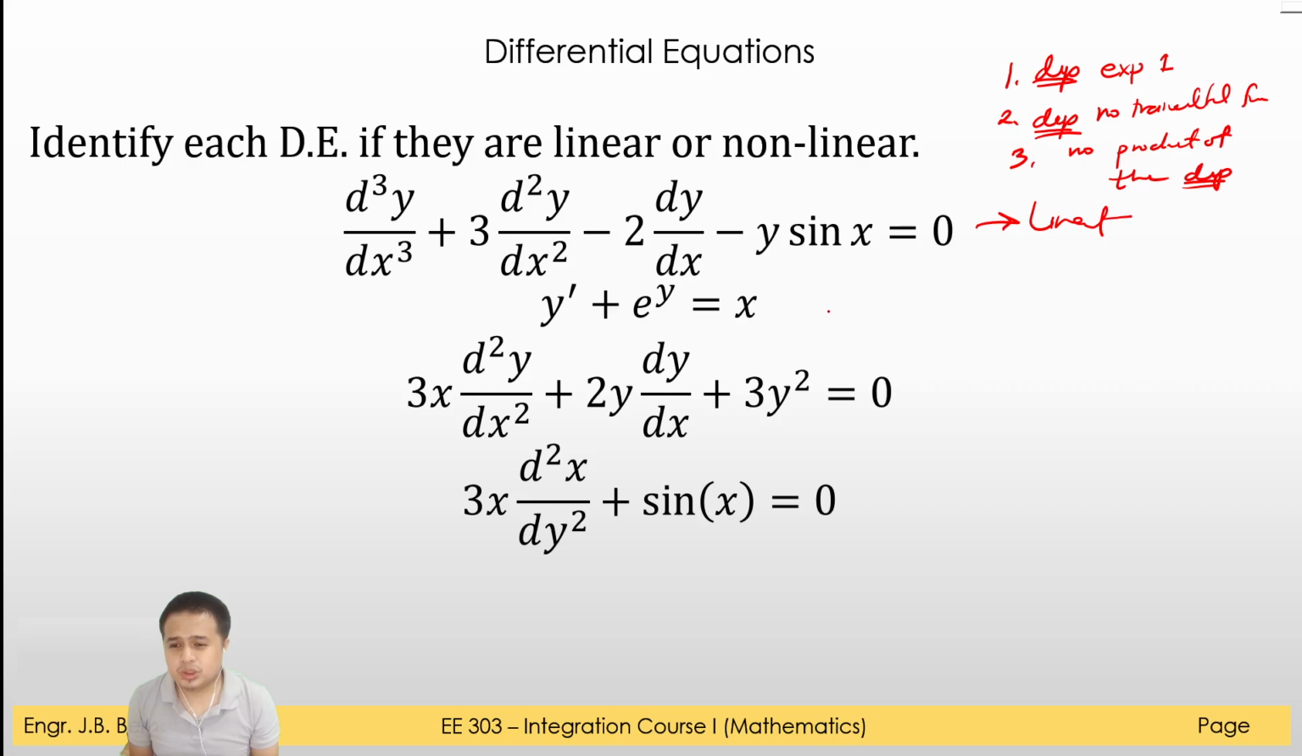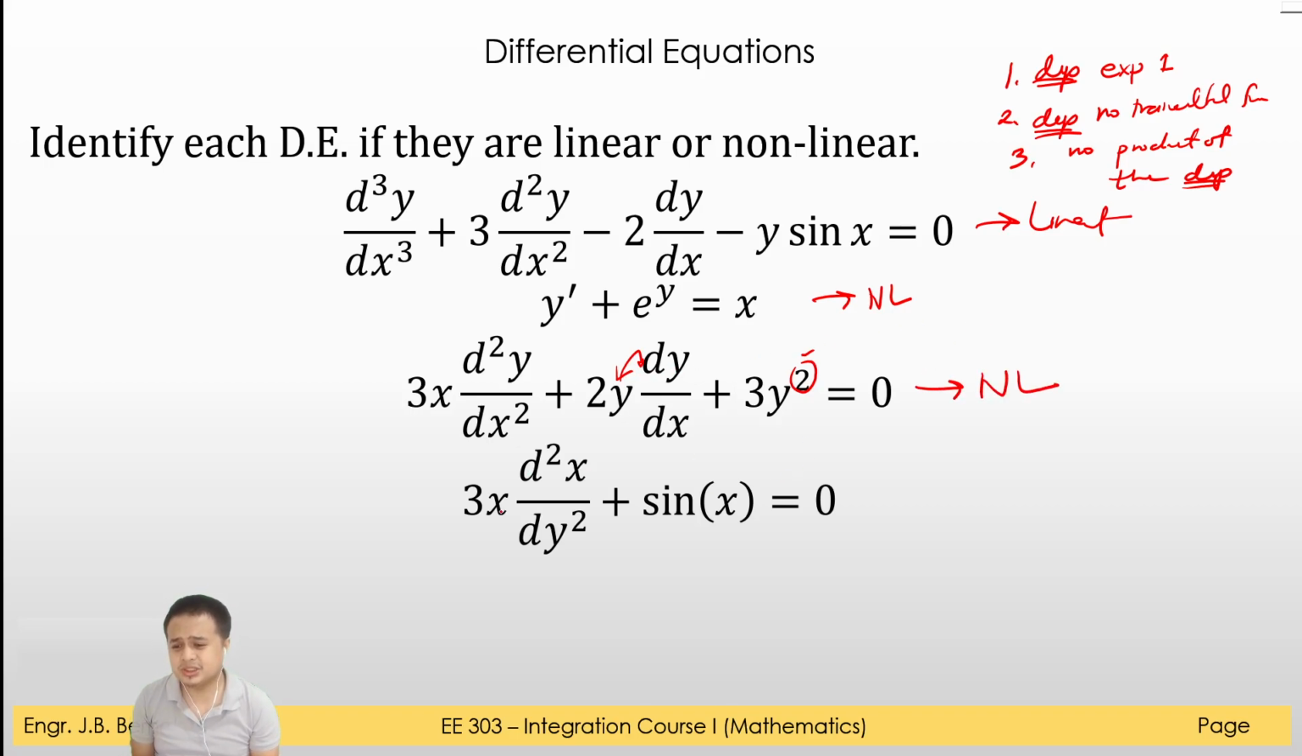For the second equation, the violation here is number 2, a transcendental function of the dependent variable. The dependent variable is y because we have this, so therefore this is already nonlinear. For the third, the violations here are 1 and 3. We have a square here, and then we have a multiplication of two dependent variable terms: the dependent variable y and the derivative of the dependent variable. So this will be nonlinear.